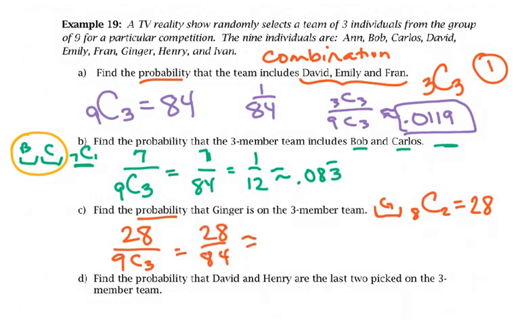And so that's actually equal to 1/3. That's a much better chance that Ginger is just going to be on the team. Now, if she gets on a specific 3-person team, that's different. But just the probability that, if you're Ginger, you're going to get chosen? You basically have a 1 out of 3 chance.